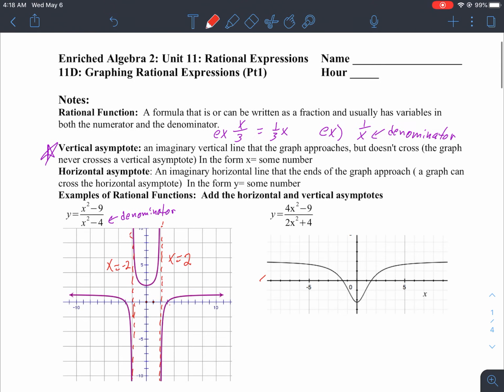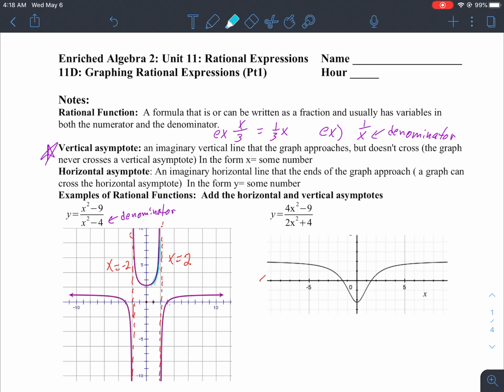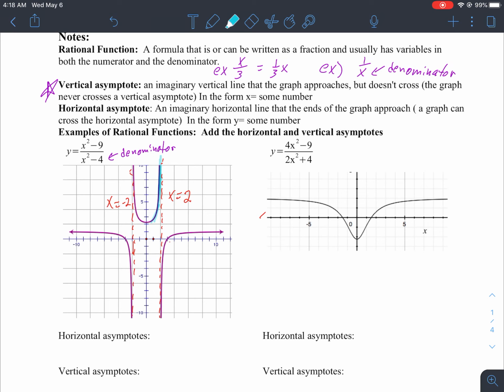So the end of the graph here, it's the end of the graph as the graph gets closer and closer to the asymptote. It doesn't cross it, but it gets closer. Okay. Then there's an imaginary horizontal asymptote. It appears at about 1. So that's an imaginary line that the graph comes close to but doesn't cross. So it looks like there's an imaginary horizontal line at y equals 1.